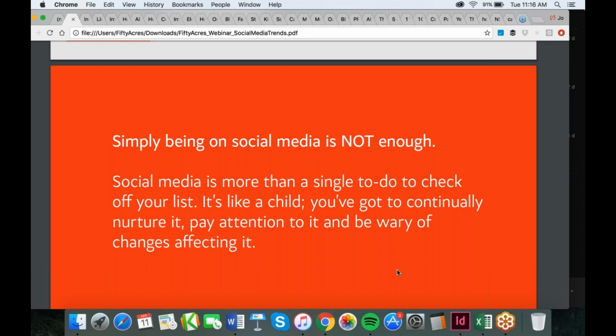Simply being on social media is not enough. Social media is more than a single to-do checklist to check off your list. It's like a child. You've got to continually nurture it and pay attention to it and be wary of changes that affect it. And that's what we're going to explore today.